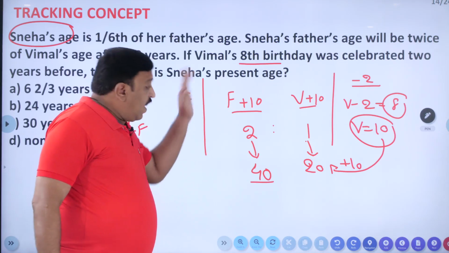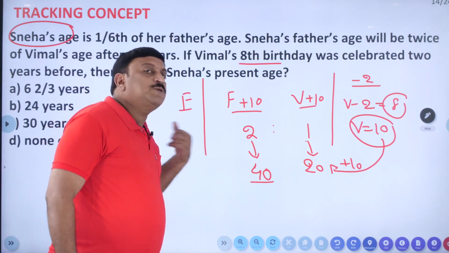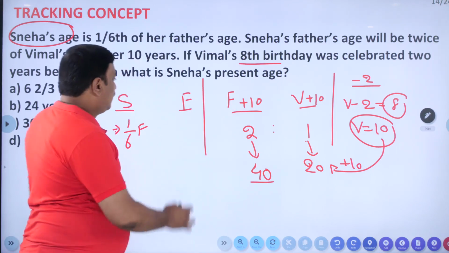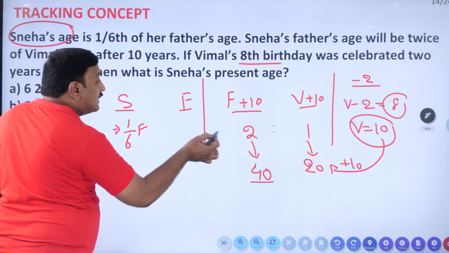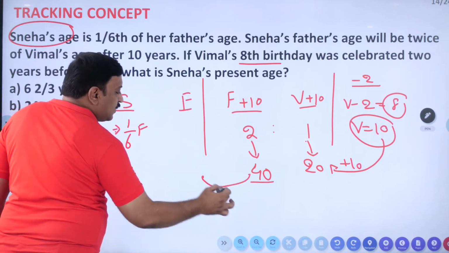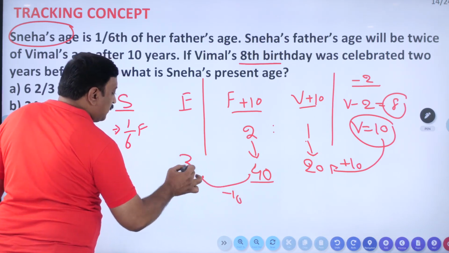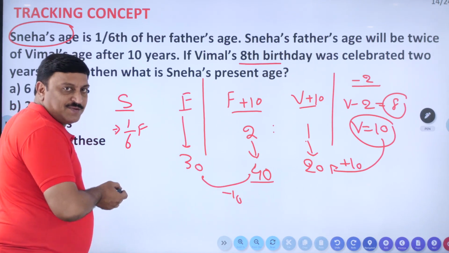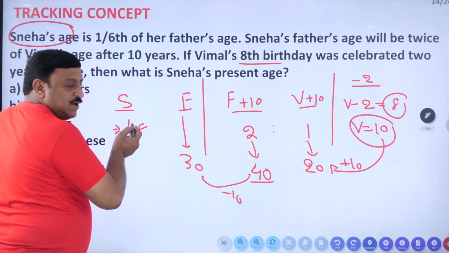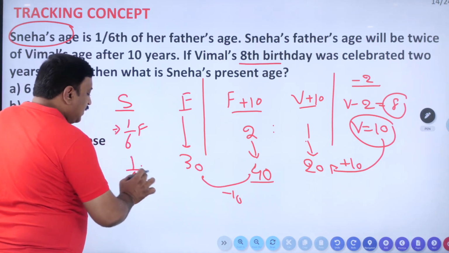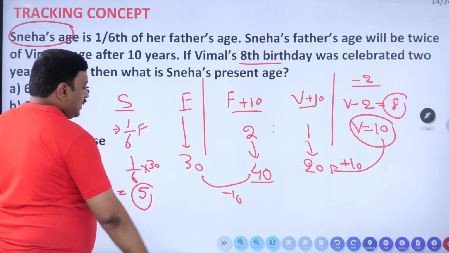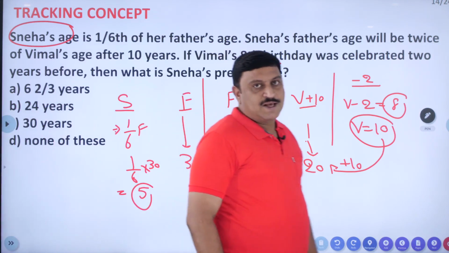But father says after 10 years he is 40. What is present? After 10 years 40. What is present? Father present is 30, is it not? So it is minus 10, that is 30. If father's age is 30, then Sneha's age will be 1/6 of that one. So it is 1/6 of 30. How much? It is 5. So it is 5. So Sneha, how we have done?